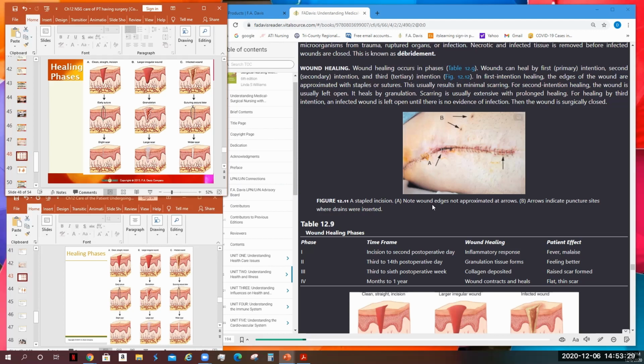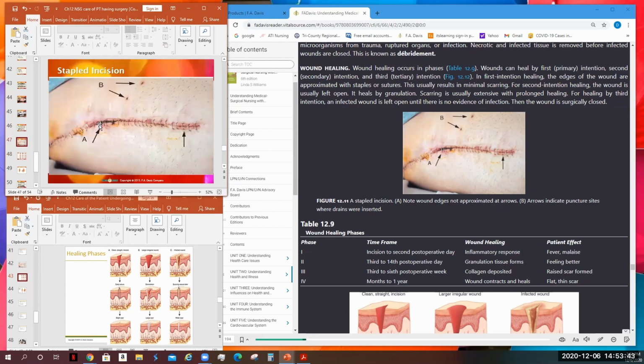A stapled incision. Note wound edges not approximated at the arrows. For A, that would be right in here. And for B, arrows indicate puncture sites where drains were inserted. So that's what those holes are.